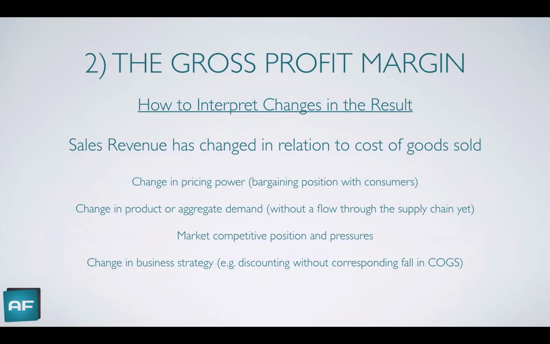So a business could be discounting their products, and that could be a particular strategy, perhaps for a Black Friday deal, or just a general desire to change their position in the market, and there is no fall in their cost of goods sold. Cost of goods sold is abbreviated to COGS, capital COGS. So there could be discounting without a corresponding fall in cost of goods sold.